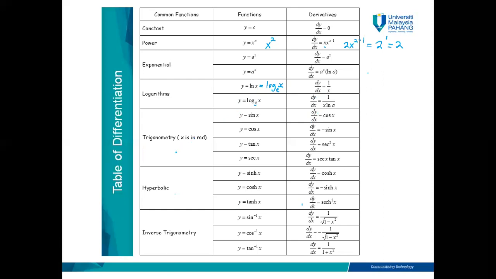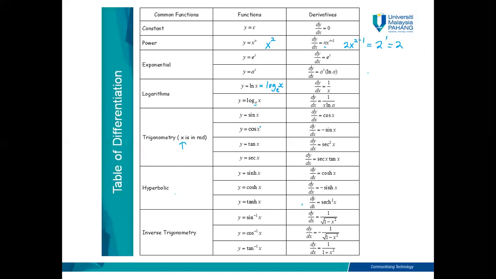Alright, trigonometry. You have to give your answer in radians. The calculator must be in radian mode. Y is equal to sin x. Differentiate sin and you will get cos x. This is a very general one.